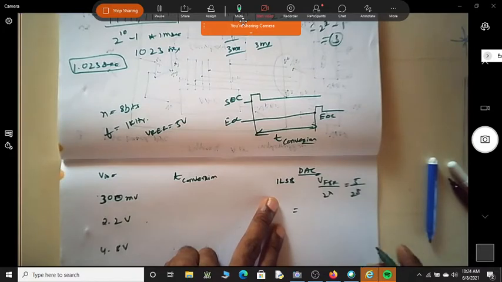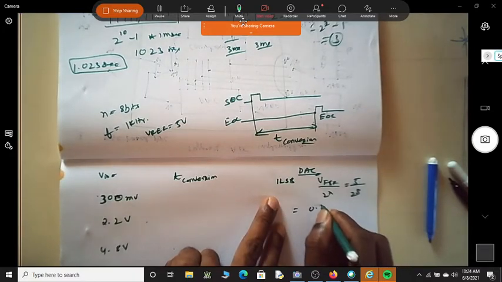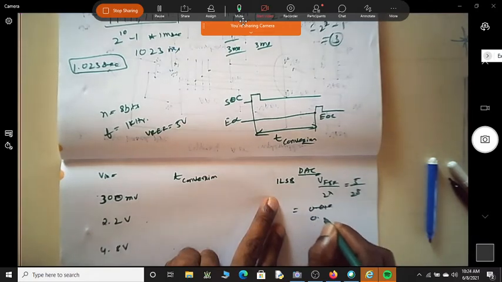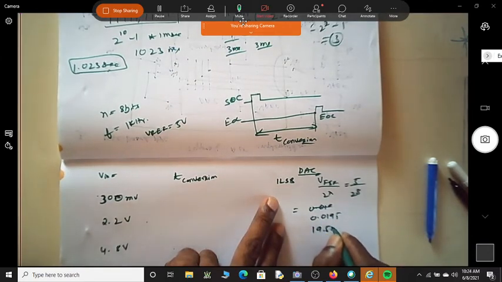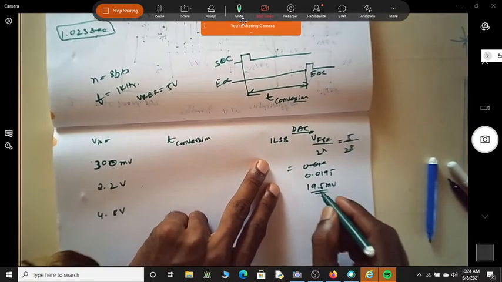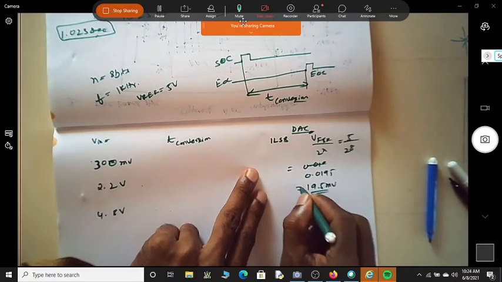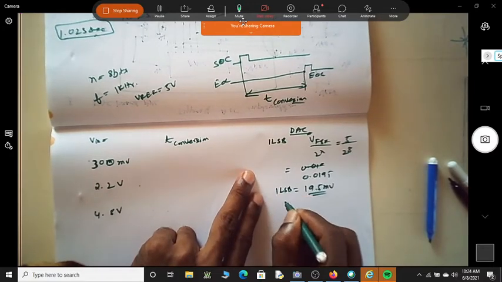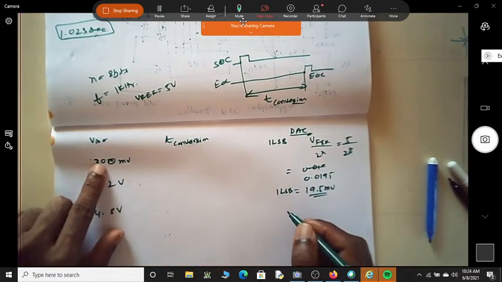How much is this? 0.0195, that is 19.5 millivolts. Am I correct? Yes, sir. So this is 1 LSB. How much is your input voltage?